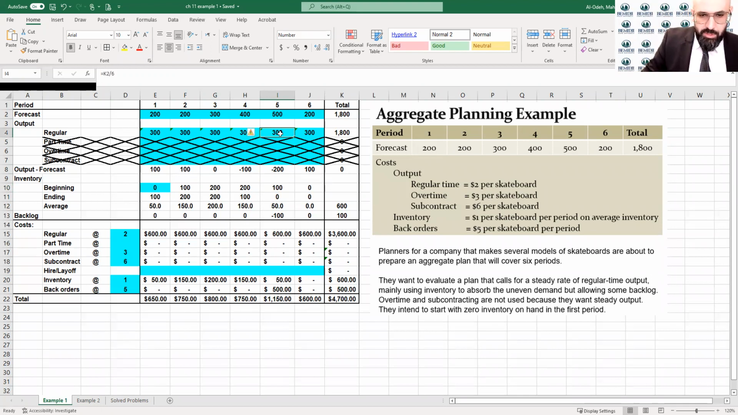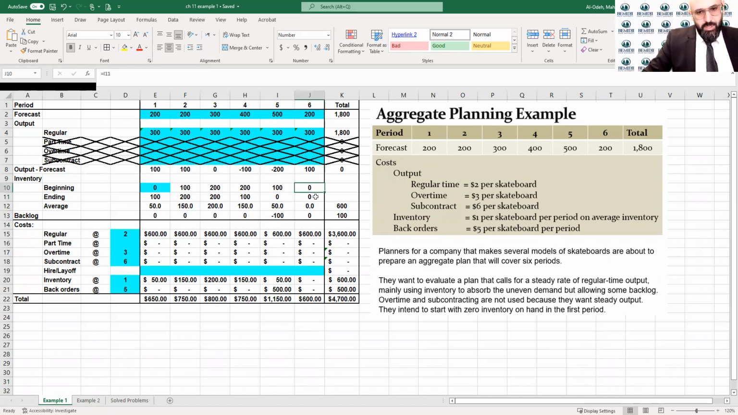We have produced 300, we sold 500, or the demand is 500. We're short of 200. We have 100 to support that demand. So that would leave us with 100 units as a backlog. We'll keep that in mind. That will zero your inventory by the end of that period.